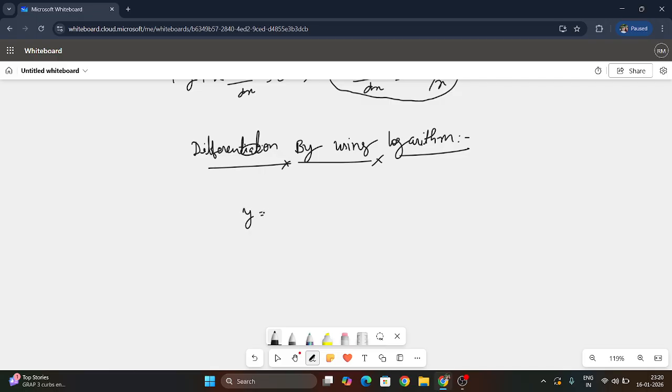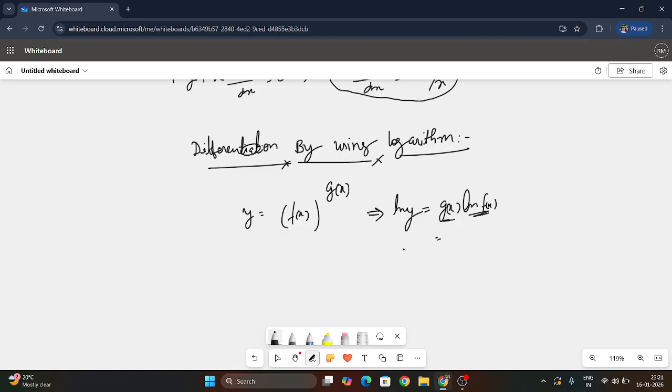Suppose that you have a function of this type, that is y is equal to f(x) to the power g(x). And how to solve this kind of question? Because you don't have any formula to solve this kind of question. So let's take the log both sides. And when you take log, this will become log y = g(x) log f(x). Okay. And now you can differentiate like first function and second function.